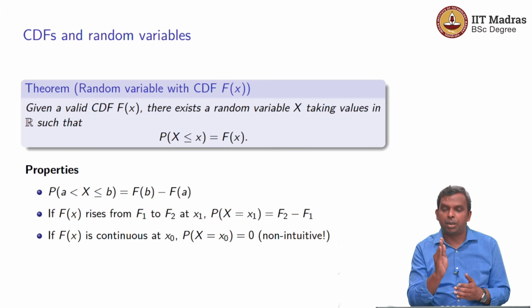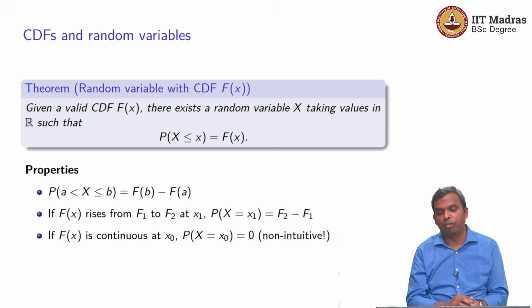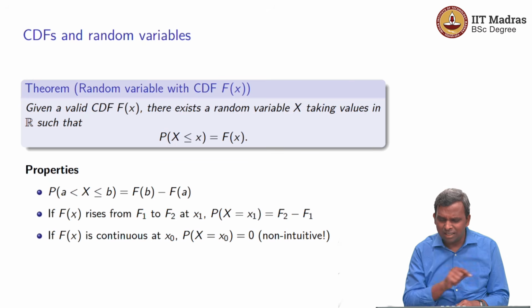If there is a jump, the probability that x takes a particular value at that point is the magnitude of the jump. If there is no jump, the probability that x equals that value is 0. And if you are given an interval, it is simply F(b) minus F(a). Okay. So now why is this non-intuitive?